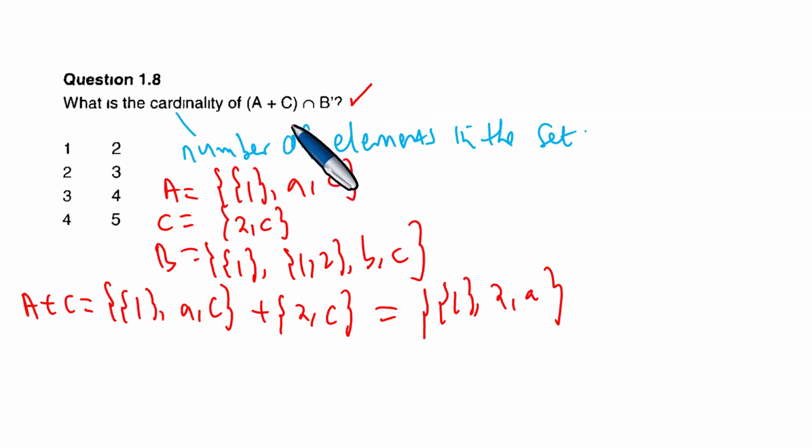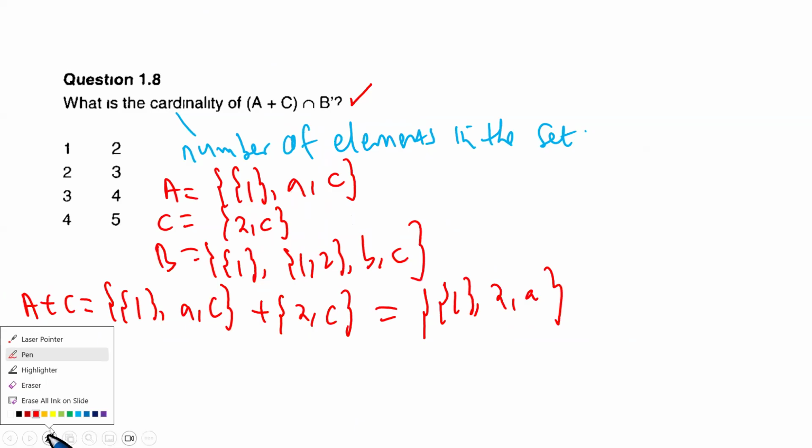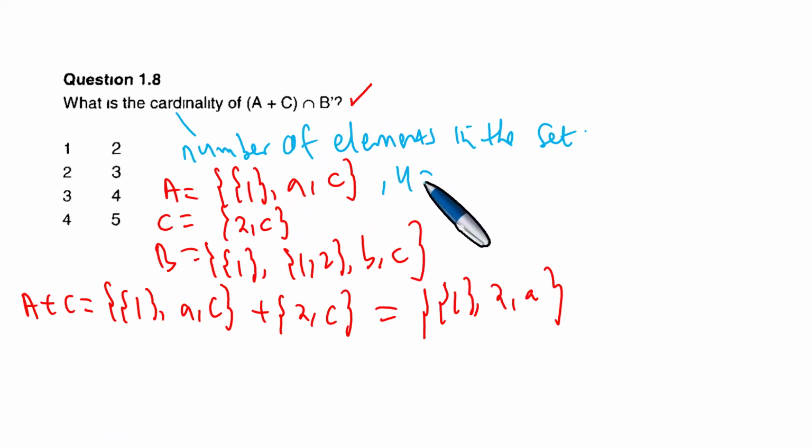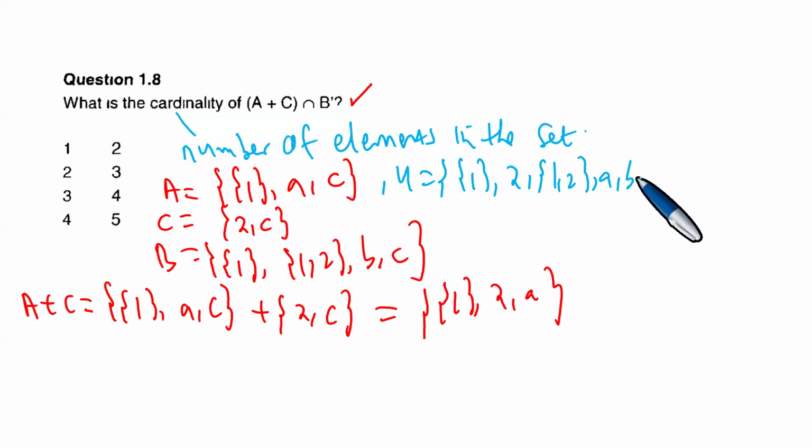Now we look at the intersection with the complement of B. What would the complement of B be? Well, we need to remember something interesting about the universal set. What is the universal set? The universal set contains 1, 2, and also A, B, and C. If we want the A union, we want the B complement, so let us find the B complement to be able to find the intersection. What is B complement?